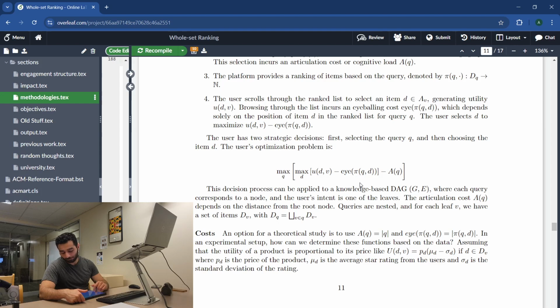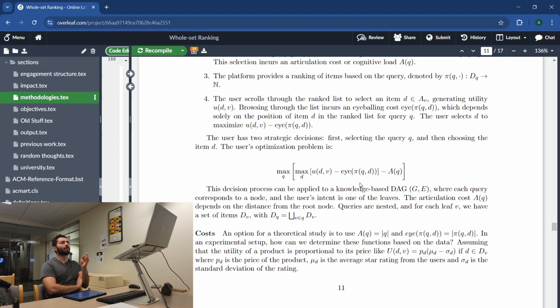Okay, one thing is that eyeballing cost and articulation cost, I wrote it down here. Eyeballing cost and articulation cost are random variables. We want to find their distribution through looking at data. All right, that's one thing.